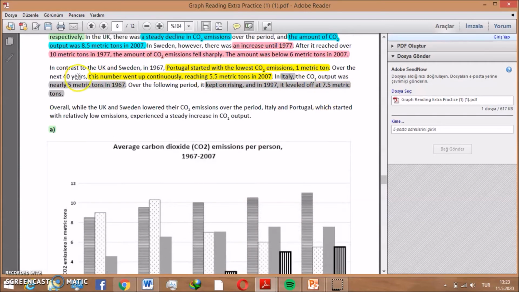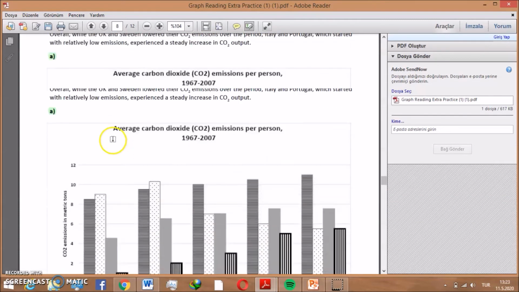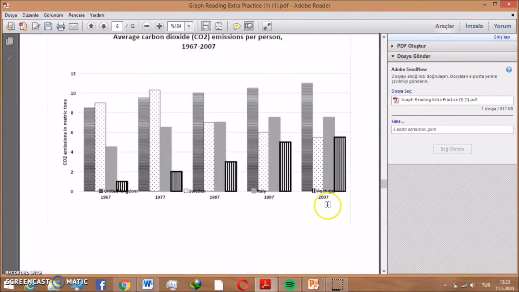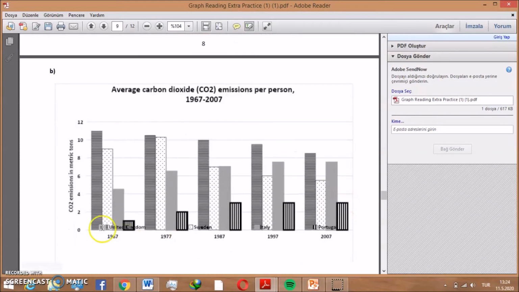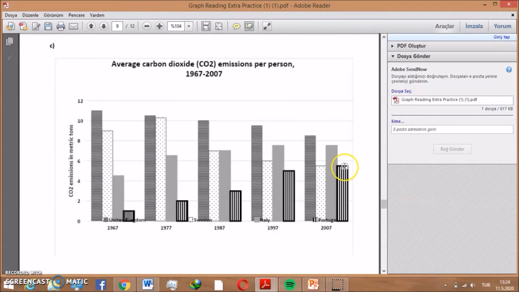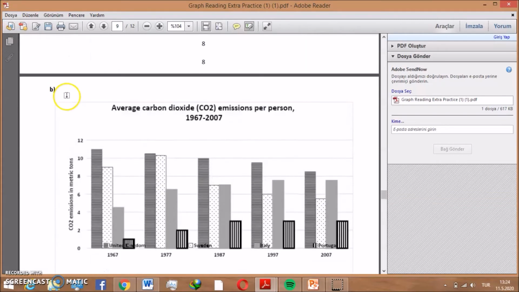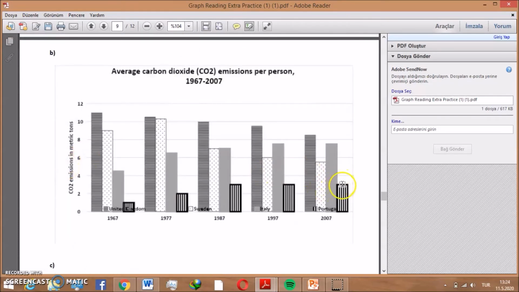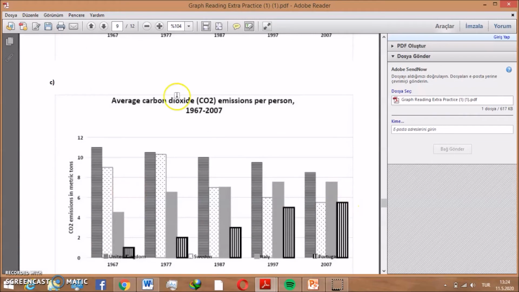And over the next 40 years, it means, until 2007, this number went up continuously, reaching 5.5 in 2007. So let's check. Reaching 5.5, yes. Increasing, and no, this is something like 3. It is not 5.5. So we didn't choose A here. And B is something like 3. It is not 5.5, but this is 5.5. It means C is our answer.